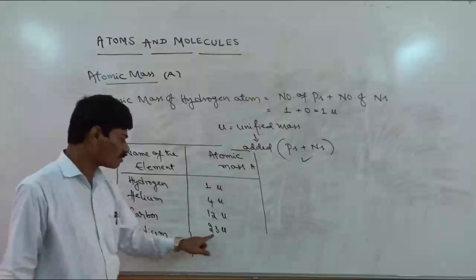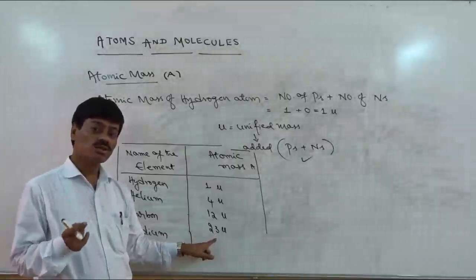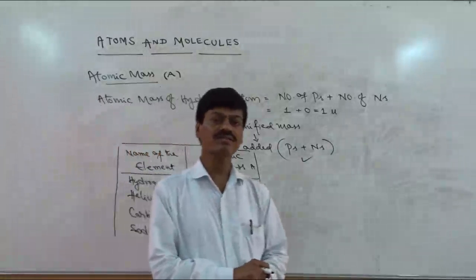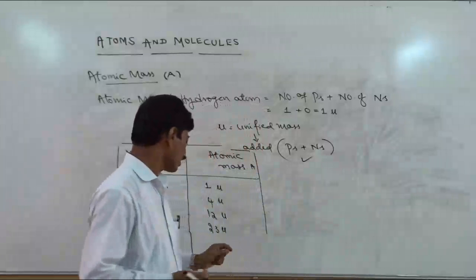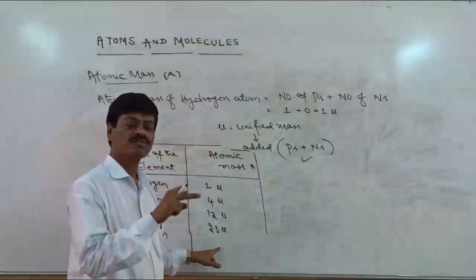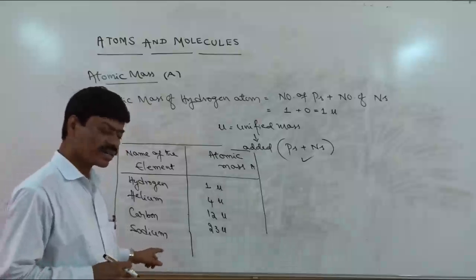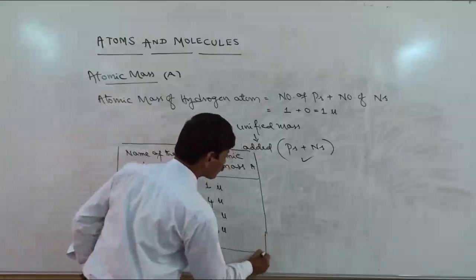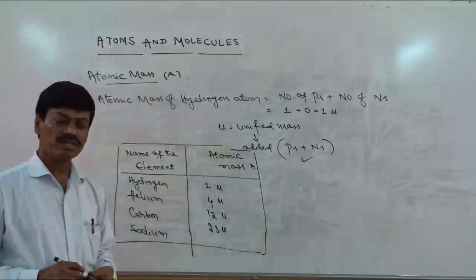because it has 11 protons and 12 neutrons. In some atoms of the elements, the number of protons is equal to the number of neutrons. But here, the number of protons is equal to the number of neutrons minus 1, meaning the sodium atom contains one extra neutron. That's why its atomic mass is 23 U. So that's about the atomic masses of some of the elements.